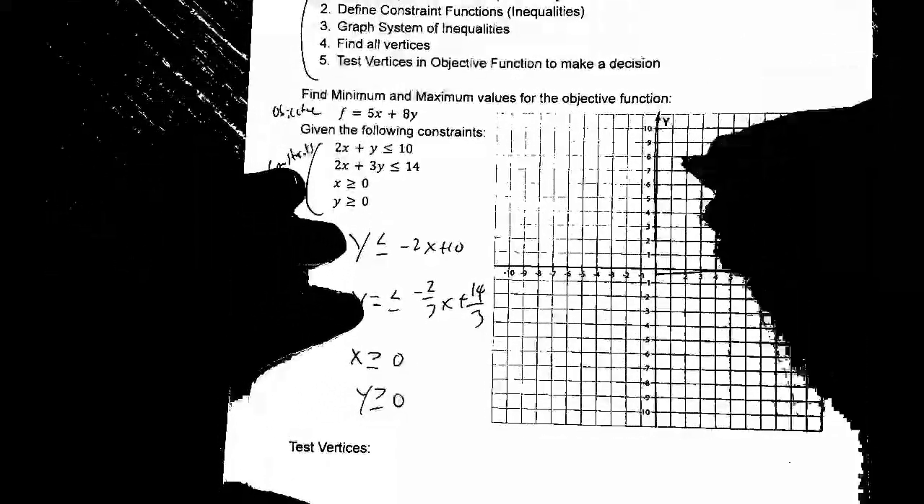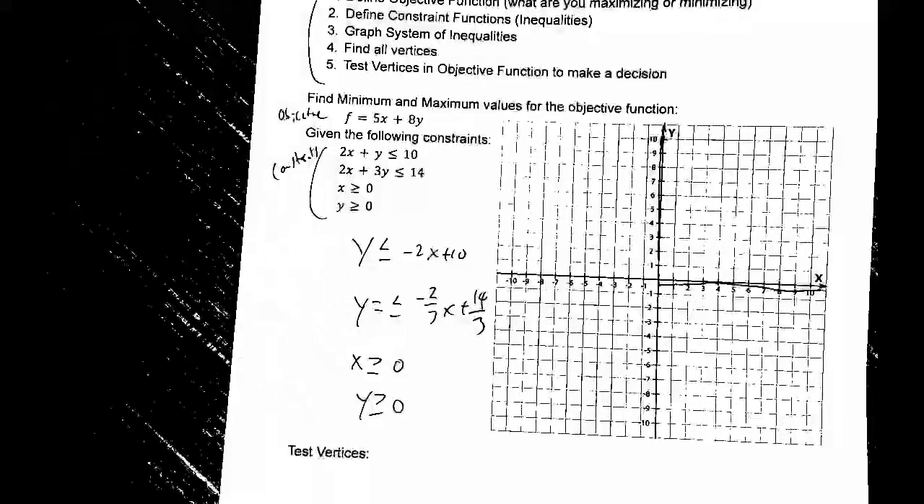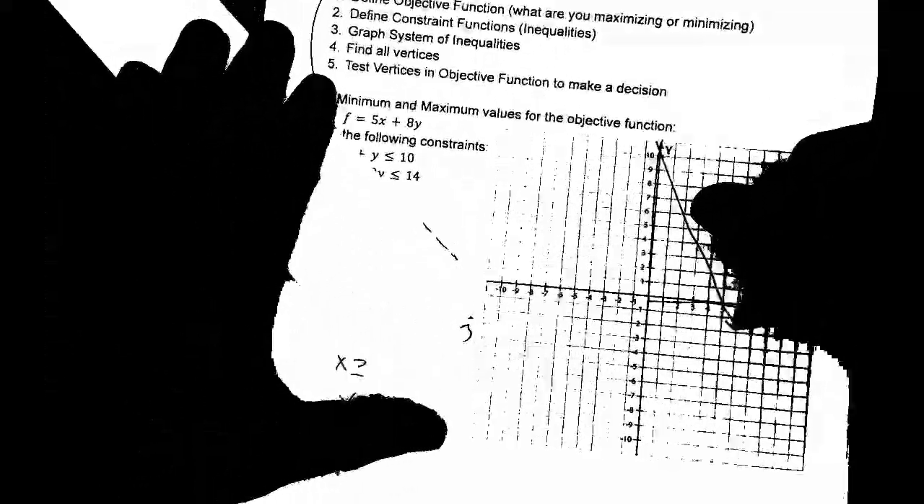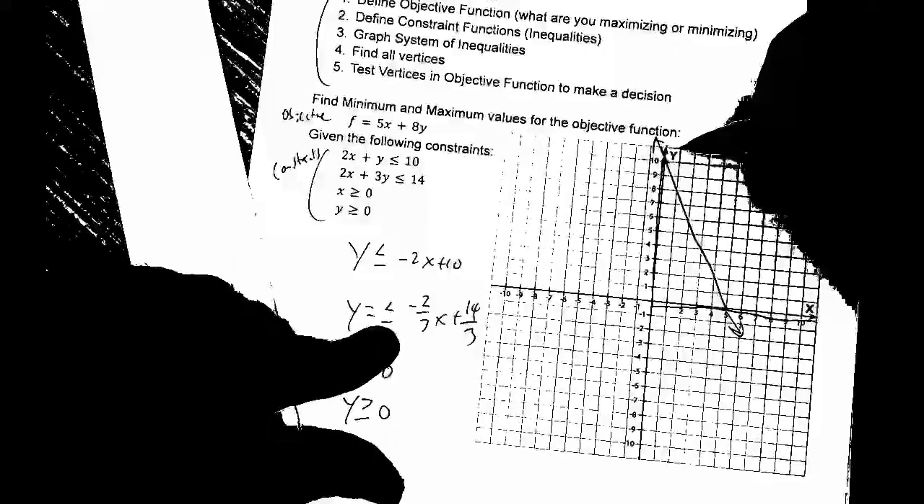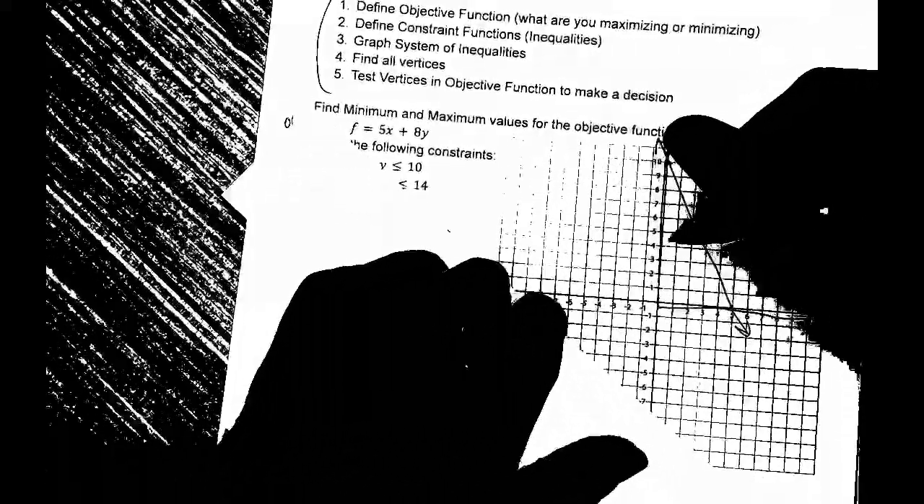Then I've got these two. Let's graph these. So we have negative 2x plus 10. So we start at 10, and then we're going to go over 1 down 2. Get the 2x. Okay. Right, it's roughly like this. And then we have negative 2/3 x plus 14 over 3. So 14 over 3, that's 4.6, so starting right here.